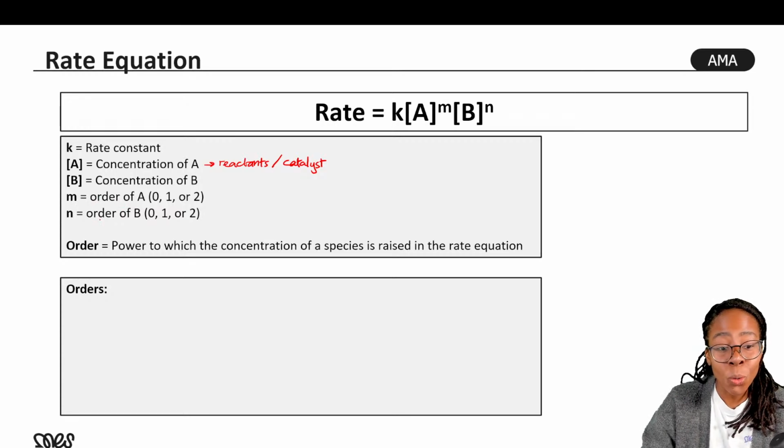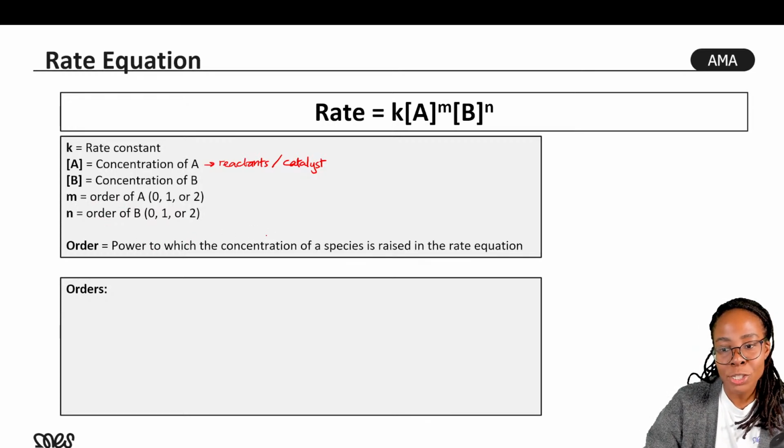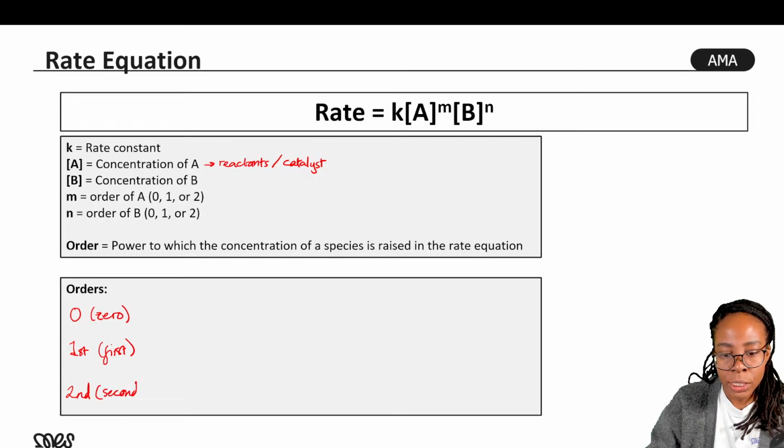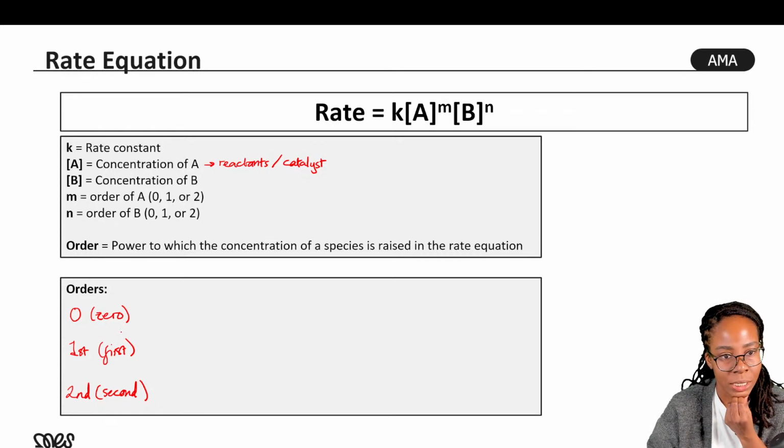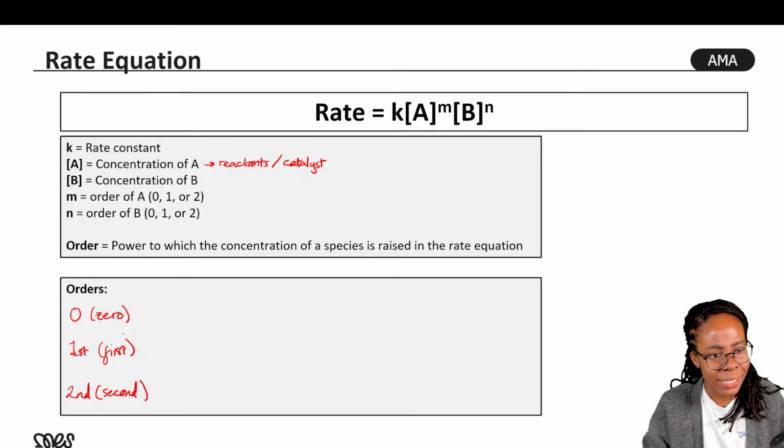When it comes to the order, that is the power to which the concentration of a species is raised in the rate equation. Typically, for A level, we only really need to consider zero order, first order, so not order one, but first order, and second order. Does anyone know what the relationships are between rate and concentration for each of these orders? Anyone want to share? Are there any year 13s here? Kimmy is definitely year 13.